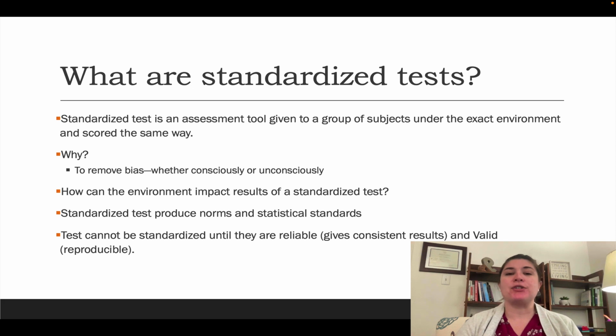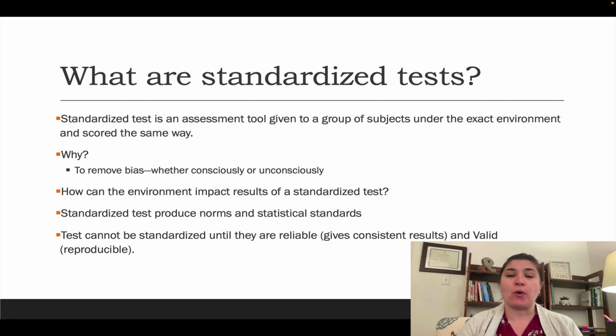So why is it important to standardize a test? A standardized test is an assessment tool given to a group of subjects under the exact same environment and scored the exact same way. Why would they do this? This helps remove bias, whether it's conscious or unconscious bias. It can prevent the environment from impacting the results of a specific type of test, which is why it's called standardized.